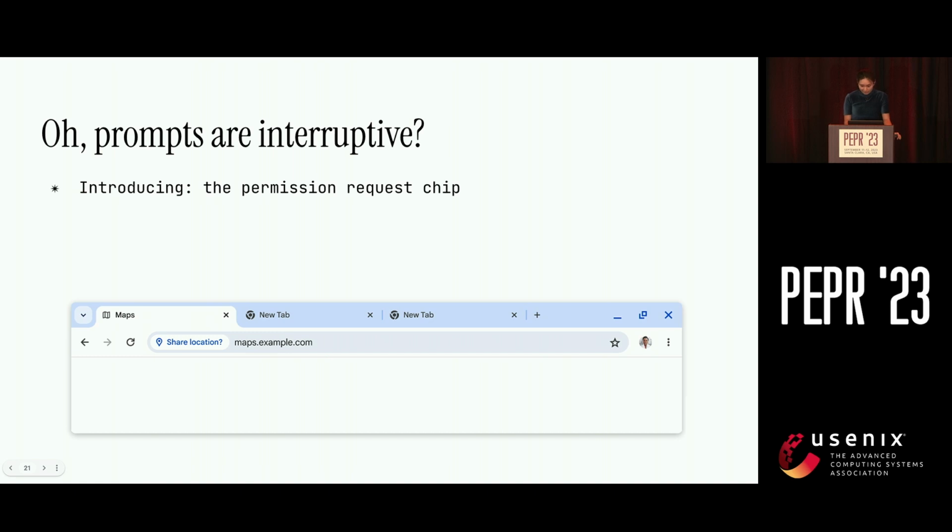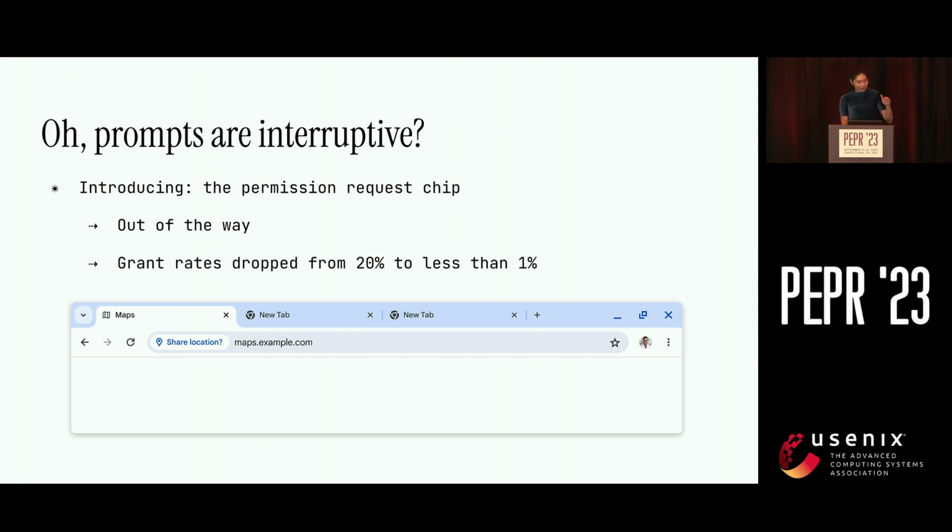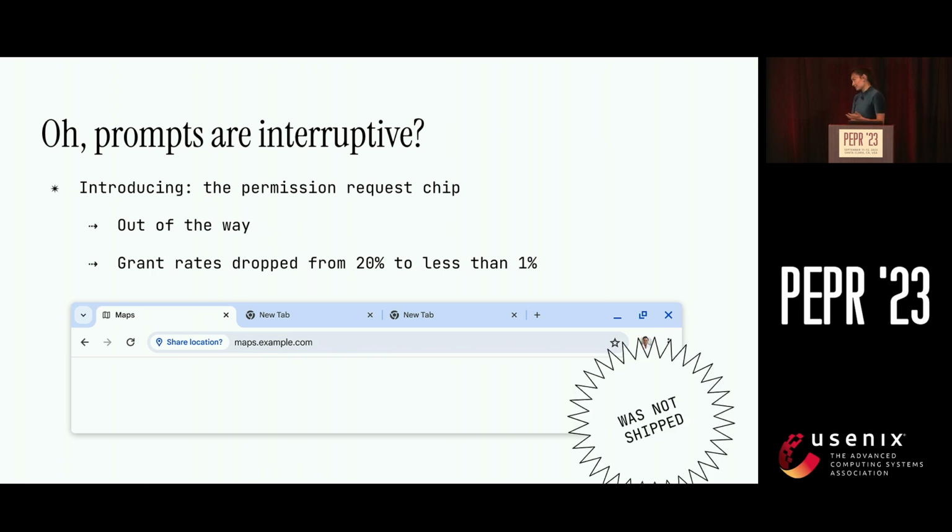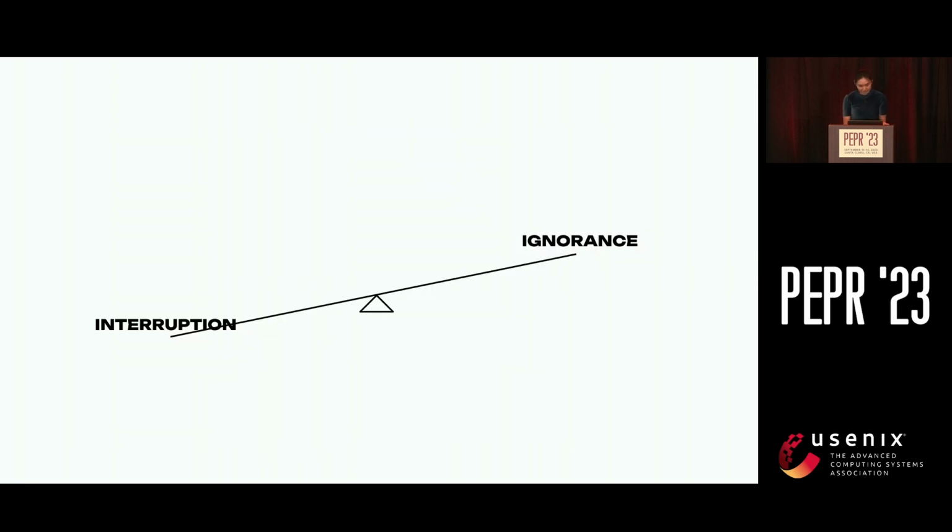Very cute, very small, very out of the way. Problem is we made it too easy to ignore. Grant rates dropped from an average of about 20% to 1%. We expected a drop, but not this much. This meant that there were people who probably wanted to allow the permission, but couldn't see the chip. So this didn't make it out of experiments.